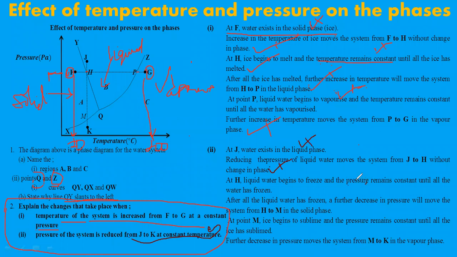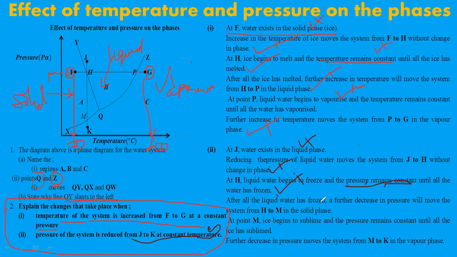Now here what remains constant is the pressure. I want you to note this. Here what is remaining constant is the pressure, not the temperature. So the pressure remains constant until all the water has frozen. Are we together? Because we are changing pressure. Earlier we were changing temperature, that's why we said temperature remains constant. Here we are changing pressure, that's why we say pressure is remaining constant.